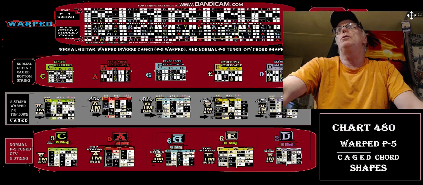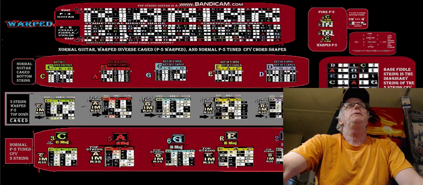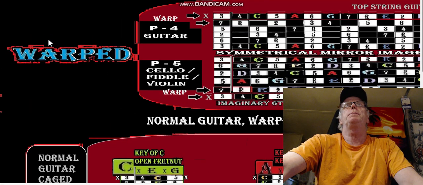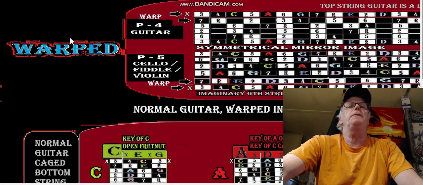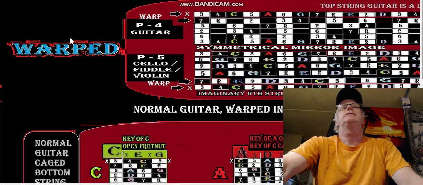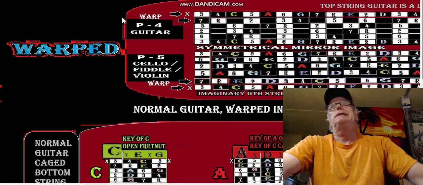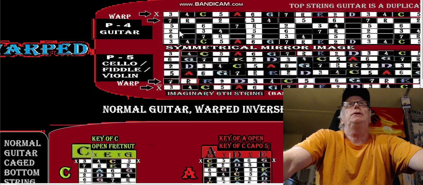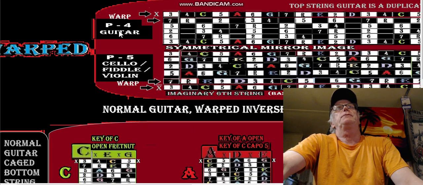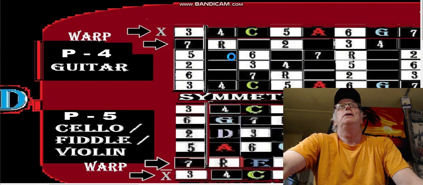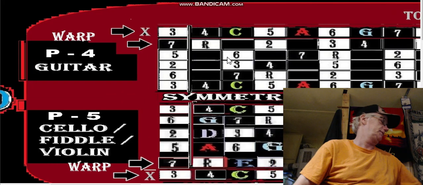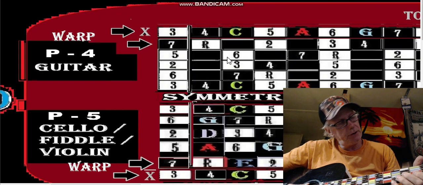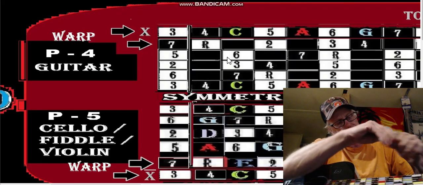So this is simply warped P5 shapes. Now, why do we say warped? Scotty, are we warping? Captain, we can warp. Alright, here's P4 warped guitar, which is your normal guitar. Because the normal guitar is warped. What do you mean? Here's an unwarped.